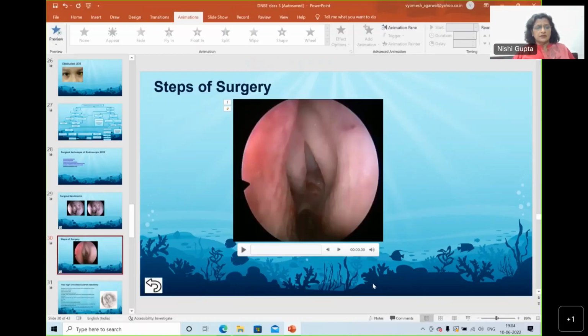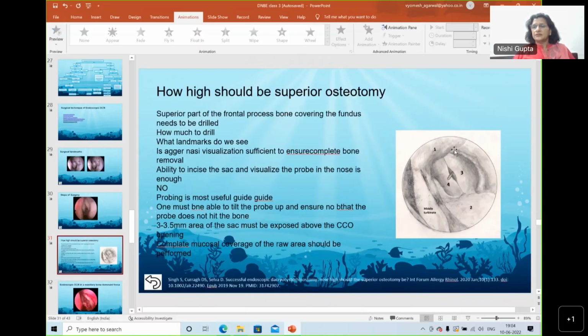Navneet? Another good thing is a good marsupialization of the lacrimal sac flaps. That's the superior part of the mucosal flap. This is the inferior part, and that's the lumen of the lacrimal sac, the anterior lacrimal sac flap and the posterior lacrimal sac flap. Exactly the way I had shown in that video.